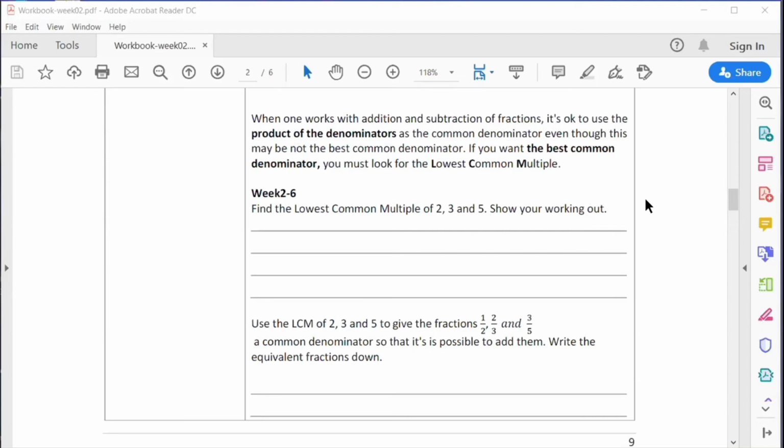All right, the next bit is really simple. Find the lowest common multiple of 2, 3, and 5 and show it. So do that on your paper. 2, 3, and 5.